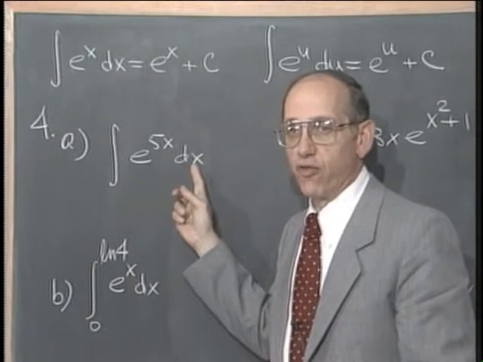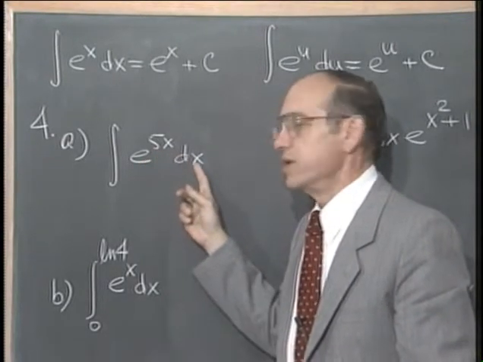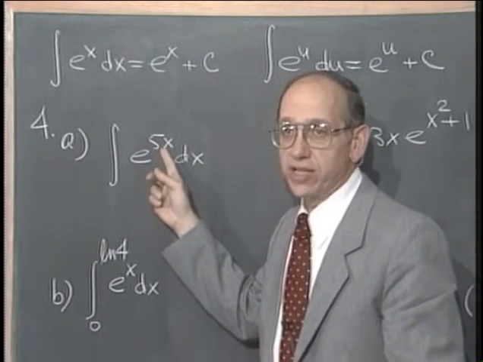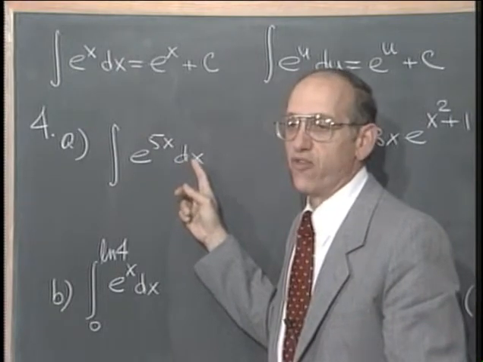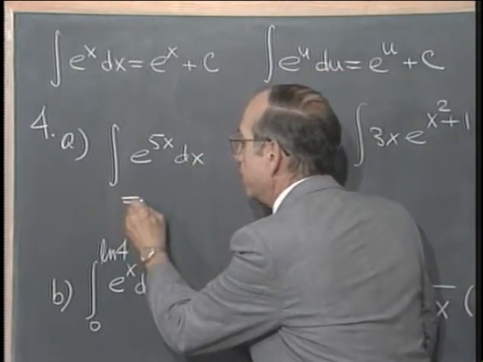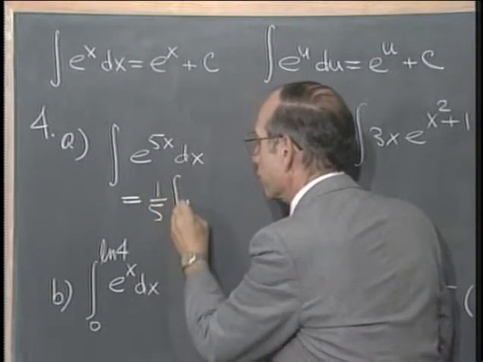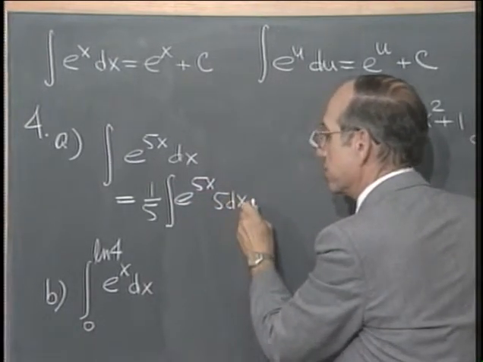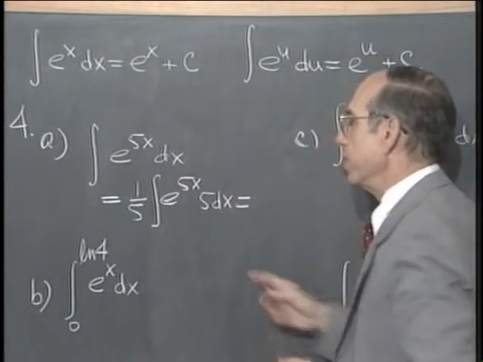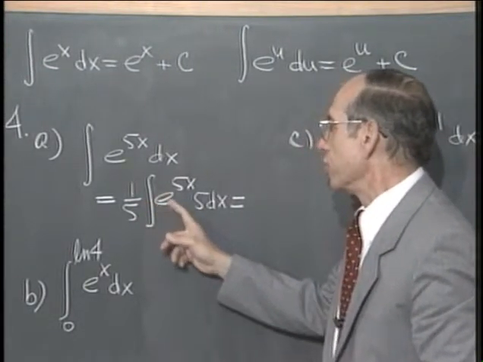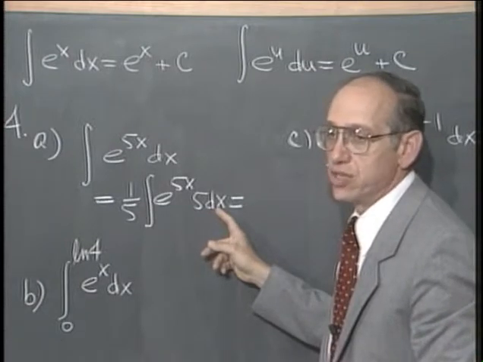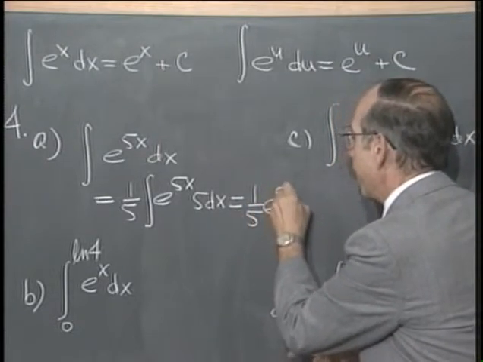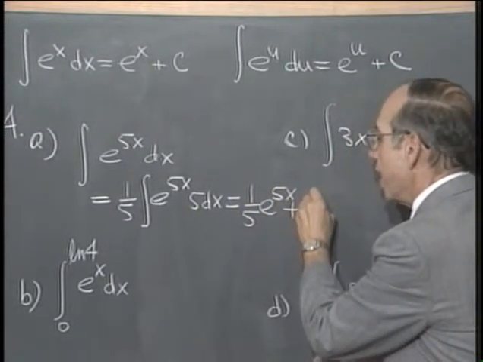If we take a look at problem 4a, we see the integral of e to the 5x dx. In order to make this fit our formula, we want this to be e to the u du. In that case, we want u to be 5x. If u is 5x, then du has got to be 5 dx. So we'll rewrite this as 1/5 of the integral of e to the 5x times 5 dx. Now that's of the form 1/5 integral e to the u times du, and that's simply e to the u. So we have 1/5 e to the 5x plus constant.